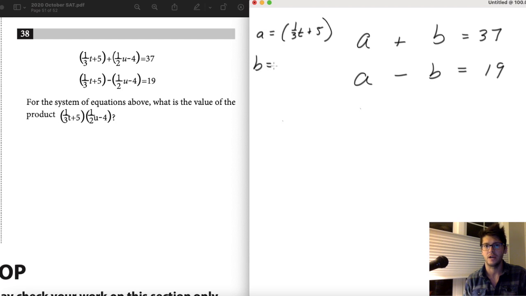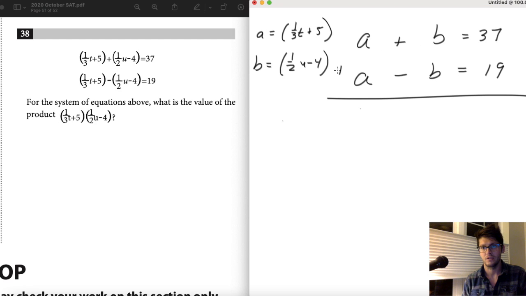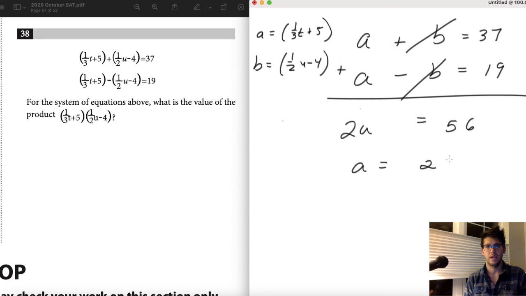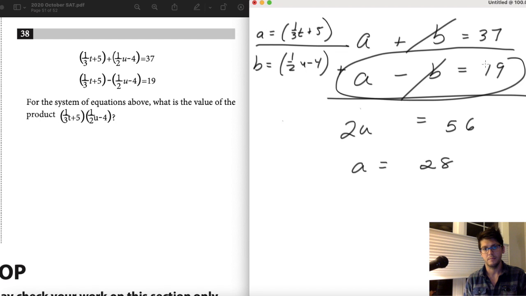I'm going to just say, look, I can figure out what A is really quickly. Add these two equations up. You'll get 2 A's. These B's will cancel, and you'll get 37 plus 19, which is 56. Divide by 2, A is 28. Okay, so that's what A is. Let's figure out what B is. Well, how can I do that? Well, look, if A is 28, go back to either of your equations. Maybe I'll do this second equation. A minus B equals 19. 28 minus B equals 19.